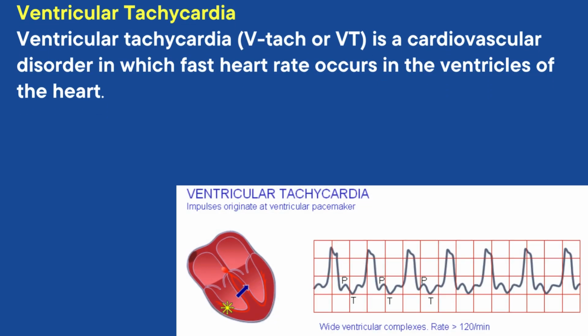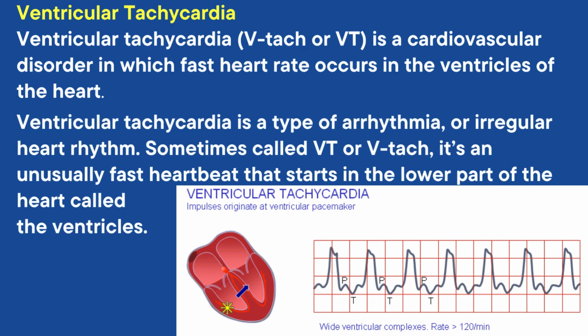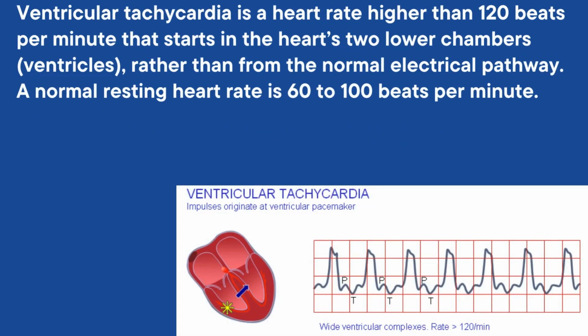Let us see ventricular tachycardia. Ventricular tachycardia is a cardiovascular disorder in which a fast heart rate occurs in the ventricles of the heart. Ventricular tachycardia is a type of arrhythmia, or irregular heart rhythm, sometimes called VT or V-tach. It is an unusually fast heartbeat that starts in the lower part of the heart, called the ventricles. Ventricular tachycardia is a heart rate higher than 120 beats per minute that starts in the heart's two lower chambers, that is the ventricles, rather than from the normal electrical pathway.